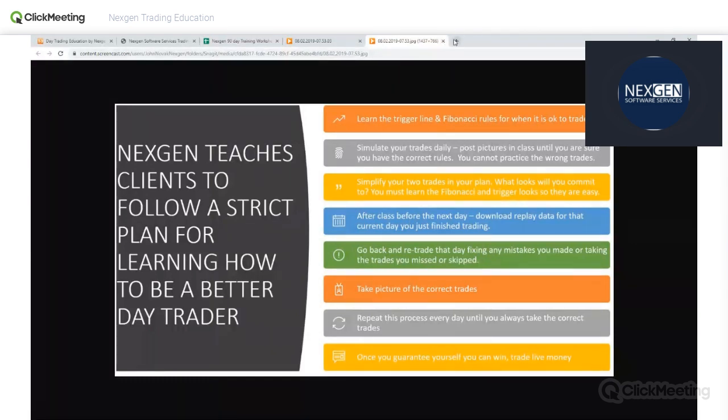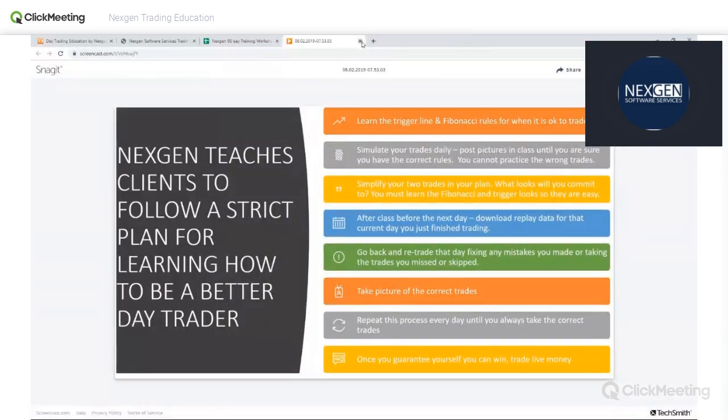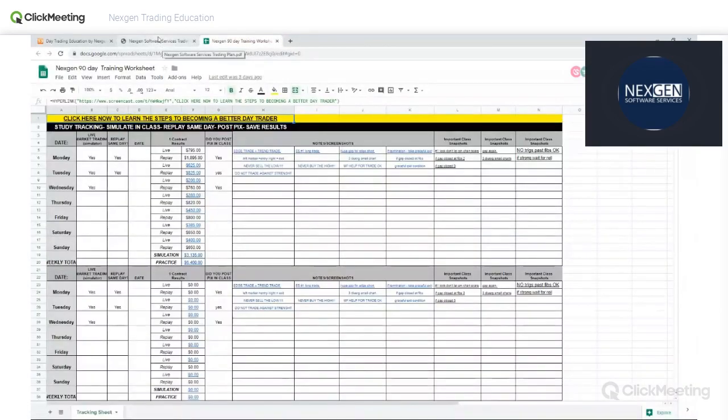And then only when you guarantee yourself you're going to be a winner, which again, it's kind of a goofy thought because you have to guarantee yourself. And you're going to do it through trading live during the day on simulator. I should put sim live on there, right? So there's just no confusion.